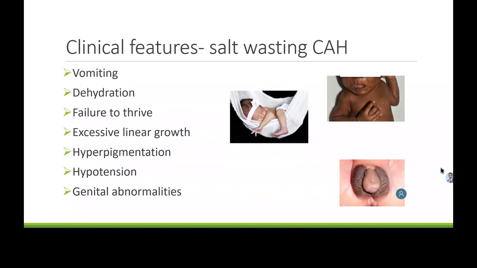Now what are the features that would suggest this child is having salt-wasting CAH rather than the other differential diagnoses? So vomiting and dehydration are features of salt-wasting CAH, but they can also be manifestations of many more conditions, and they could be associated with failure to thrive. But the features here that you need to pick up are that the linear growth has been preserved or indeed a little bit excessive, and you have to look for hyperpigmentation.